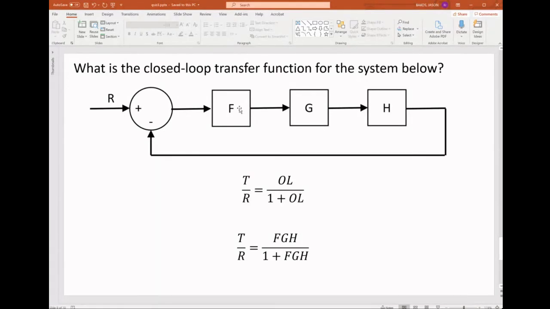So this would be F of S divided by the error of S, assuming we label this line the error term, which is the difference between the output and the set point, right? Or if you look at the lecture slides, I actually have it written as F of S relative to R of S minus H of S, to implement this addition or differencing block.